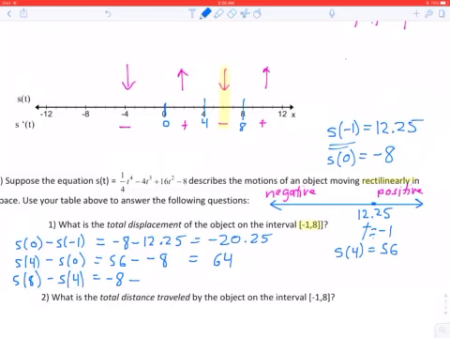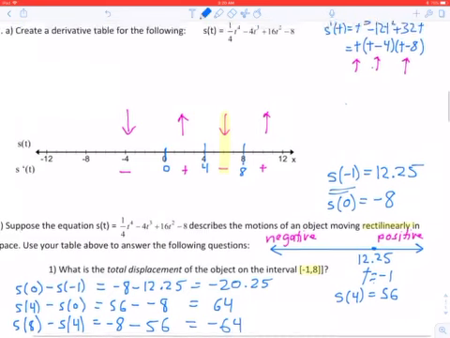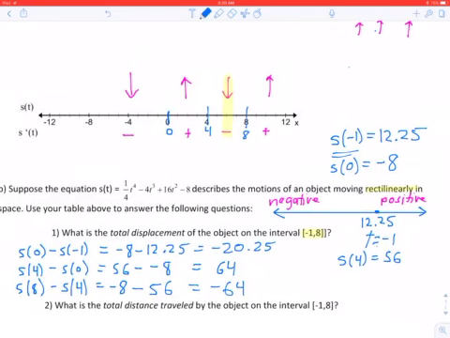S of 4 was 56, and so you end up going backwards 64. Okay, so you went backwards 20.25, you went forward 64, and then you went backwards 64. If you add them all together, you'll get a total displacement of -20.25. In other words, the displacements really just cancel each other out.